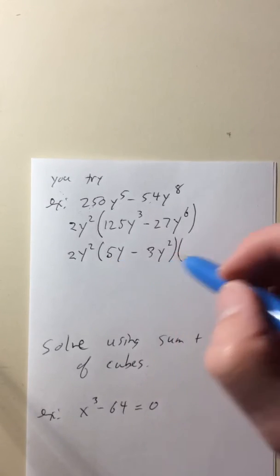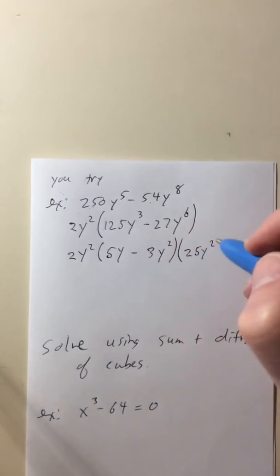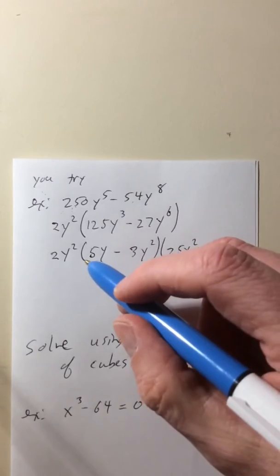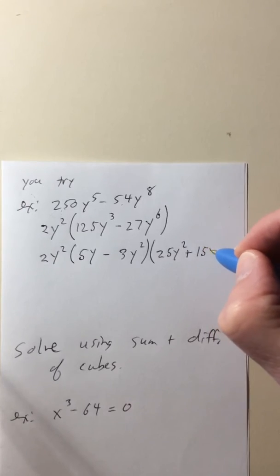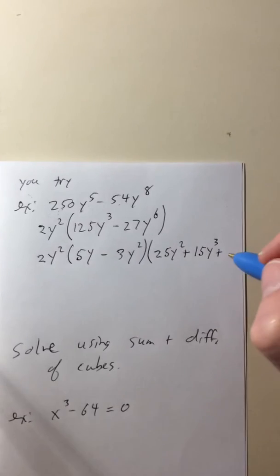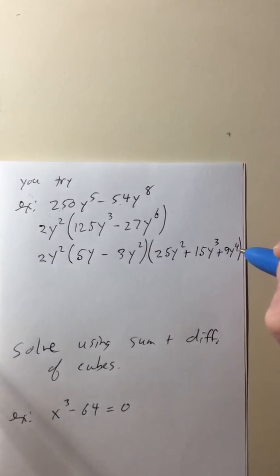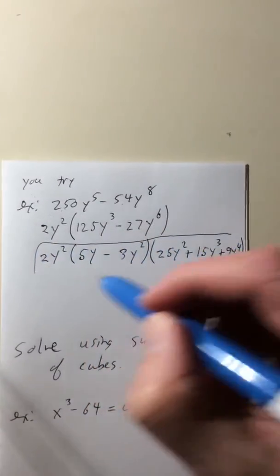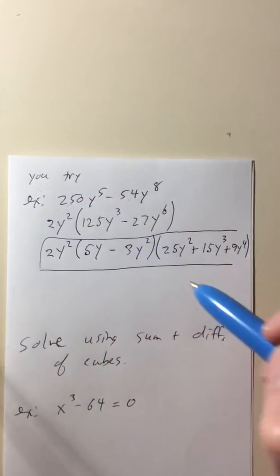So we square this, so that makes 25y squared. Opposite sign, so we get a plus. And then we multiply these two together, so we get 15y to the third. Then we have a plus because it's always positive, and we square that, 9y to the fourth. And there we have our factoring. That includes a greatest common factor and the difference of cubes.